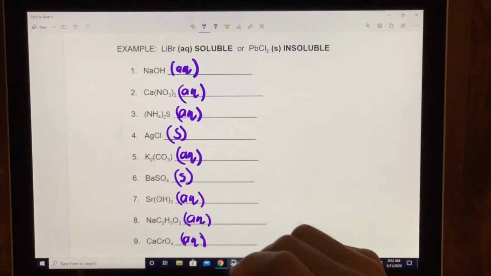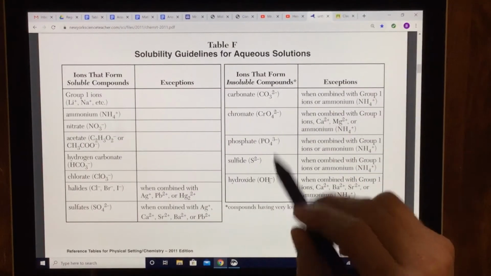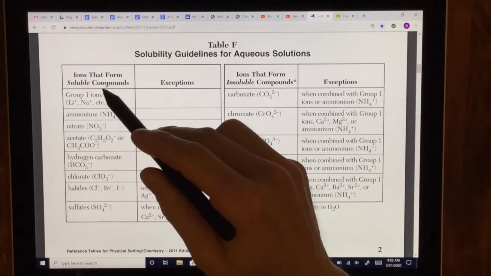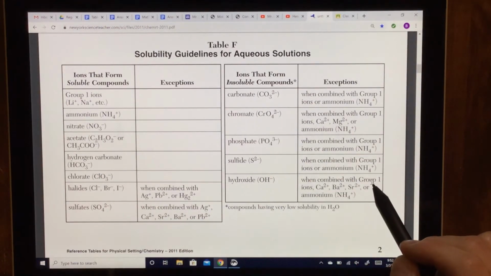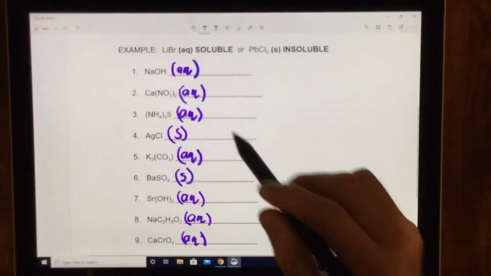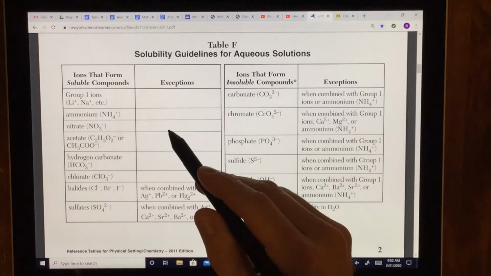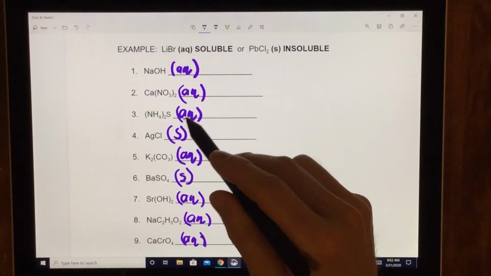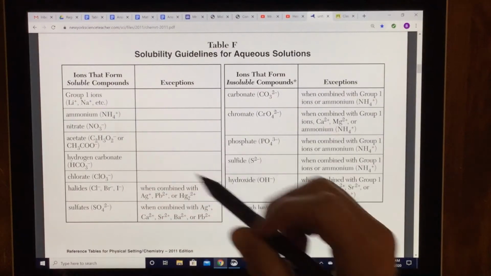So NaOH. All right. OH is insoluble, but when combined with group 1, which is Na, it is soluble. So OH should be insoluble, but since it's with Na, it is soluble, AQ. CaNO3, that one's easy. NO3, soluble, no exceptions. So AQ. NH4 2S, NH4, really soluble right here, no exceptions, so that's soluble.